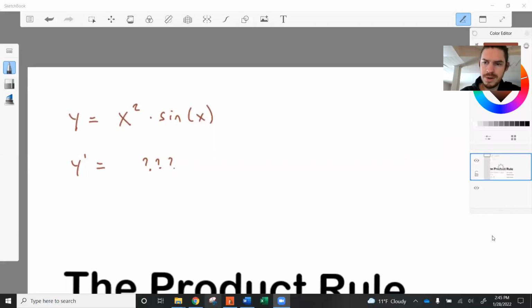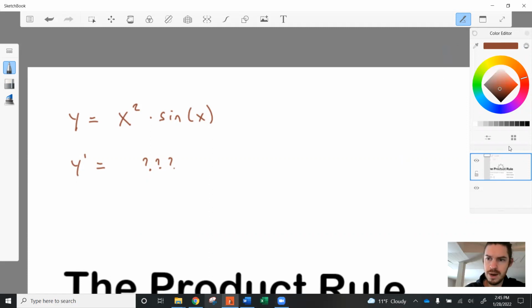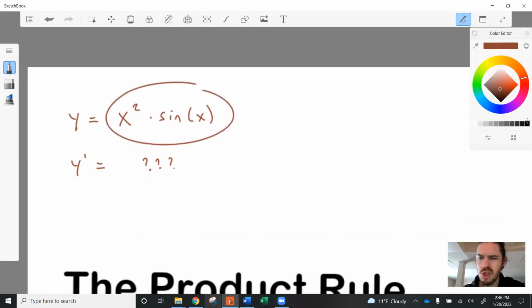All right, so what if you were to encounter this problem where someone asks you to figure out the derivative of a function that is the product of two other functions? Remember that the word product just means the result of multiplying. So there we are, x squared times sine of x. Well, what is that going to be?